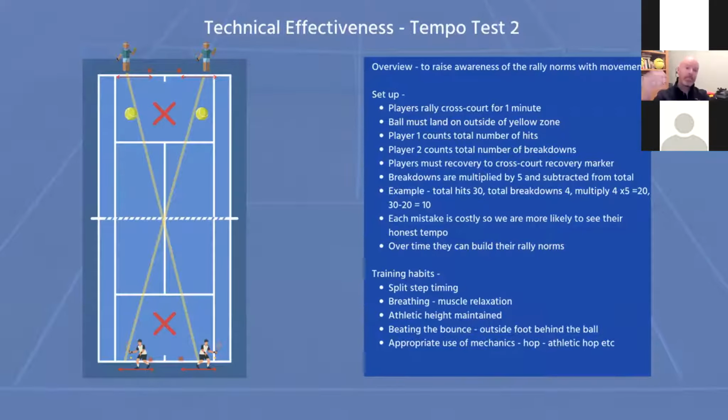Do they use the appropriate mechanics, whatever it is, a hop on the outside foot, an athletic hop if they have to move? It could be a jump and turn if they get behind the ball. It could be a whole host of different things. So between the technical efficiency and technical effectiveness, we have the sweet spot of, can they use their technique? Can they produce repeatable quality over and over to target areas, etc.? And there's a million different drills you could use to monitor that.